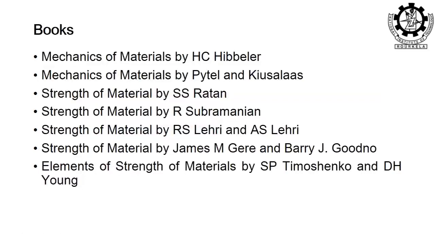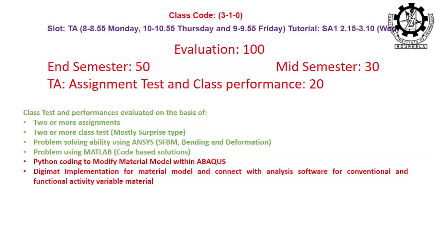And after the books, what are the marks and how is the evaluation process? The total 100 marks will be evaluated. I think most of you know how our evaluation process is. This is end semester 50, mid semester 30, and TA is 20. And this is the class performance 20.